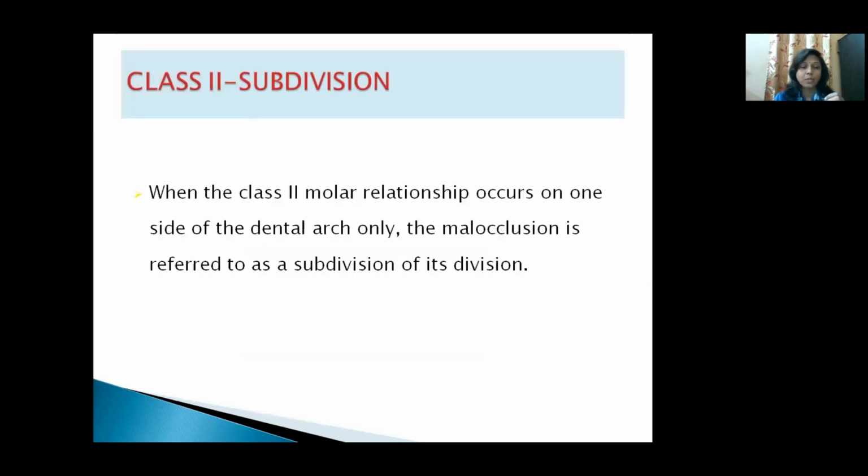Class 2 subdivision is the classification when the class 2 molar relationship occurs on one side of the dental arch and the other side is the class 1 molar relationship. The malocclusion is referred to as the subdivision of its division.